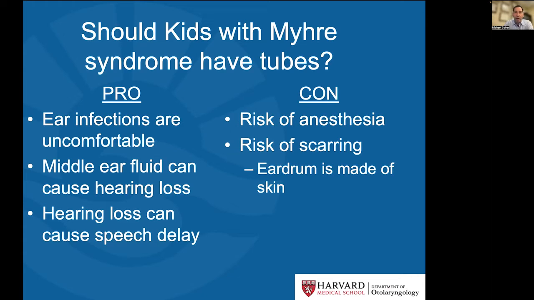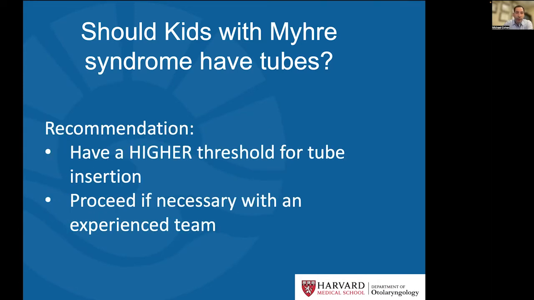What about risk of scarring of the ear? The eardrum itself is made of skin and a mucous membrane, and there's a potential for risk of scarring. So that's something that should be considered. I personally have not seen a case of significant fibrosis of the middle ear resulting from ear tube insertion in children with Myrie syndrome, and I've seen several children with Myrie syndrome who have gotten tubes successfully, but it's something that we should consider. So my recommendation would be, in general, have a higher threshold for tube insertion.